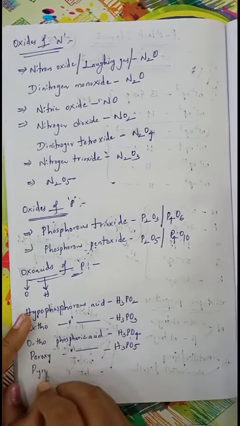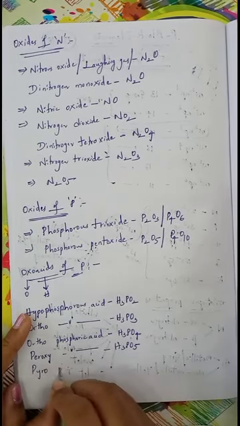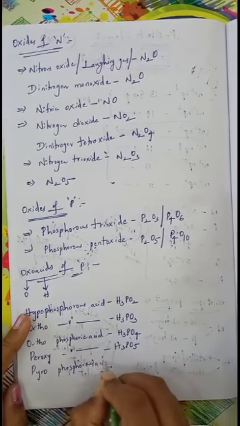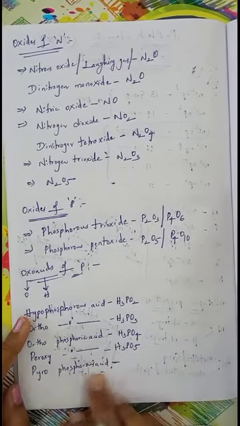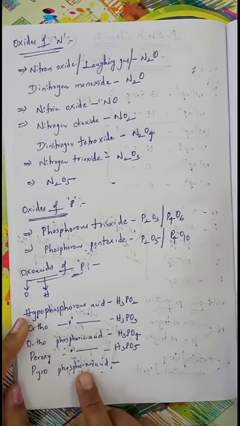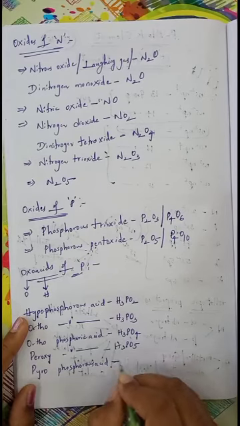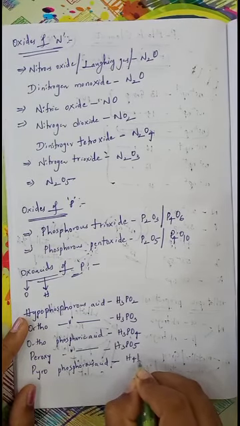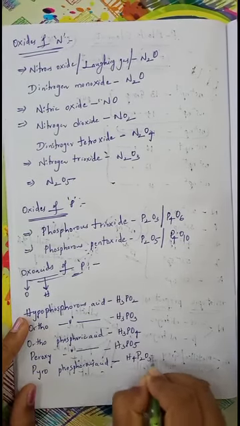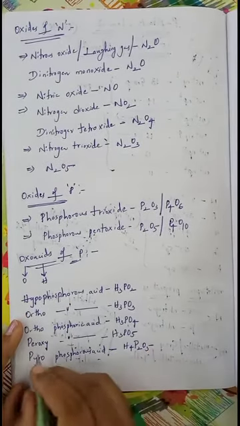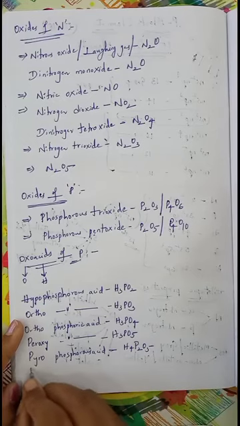Next one, pyrophosphorus acid. It's not phosphoric, it's phosphorus acid. Pyrophosphorus acid. Formula of pyrophosphorus acid is H4P2O5.